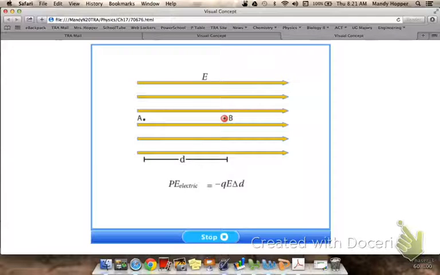Okay. So now I want to step back just a little bit and look at the different equations that we've seen so far and show you how to combine those. When we started off today, we looked at electric potential energy is equal to negative Q E delta D. And when they finished up with the video that we just looked at, we saw delta V equals negative E delta D.